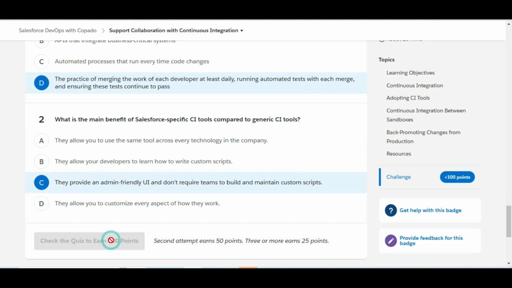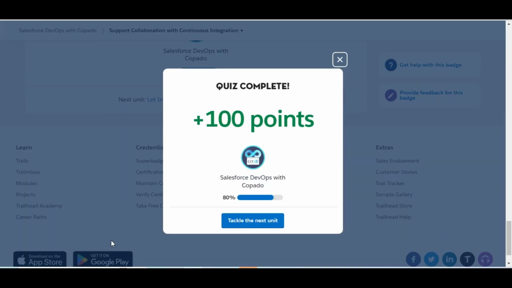Let's check whether we have done it correct or not. So yes, we have completed this challenge.